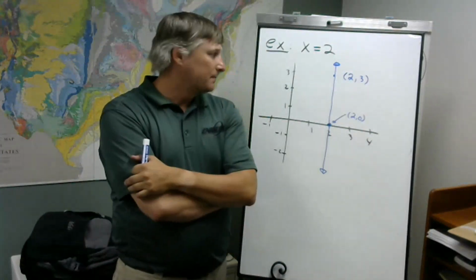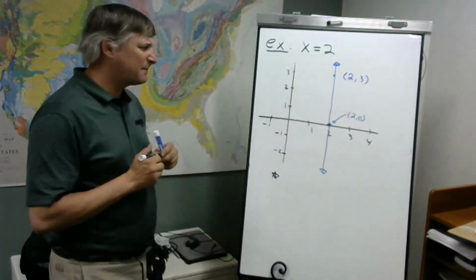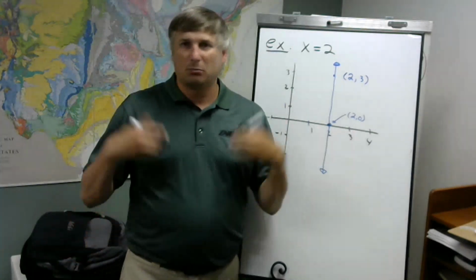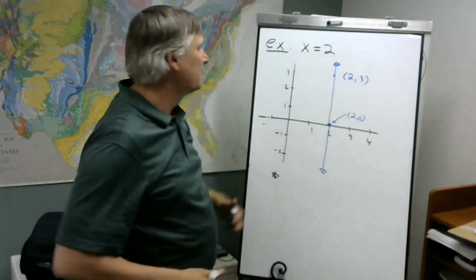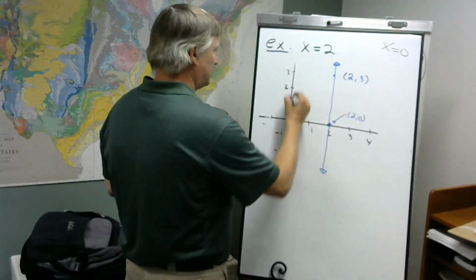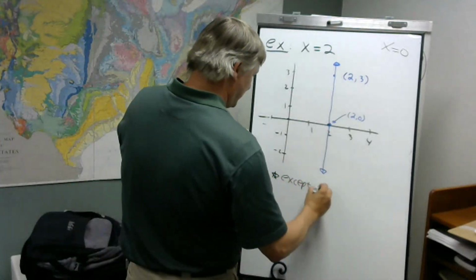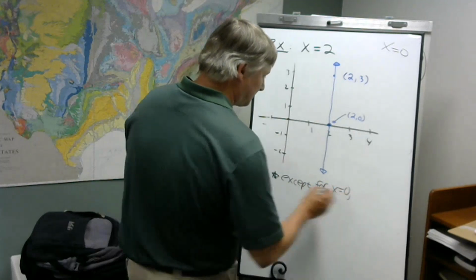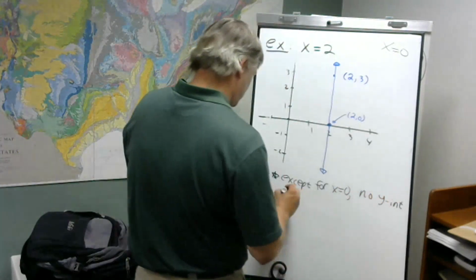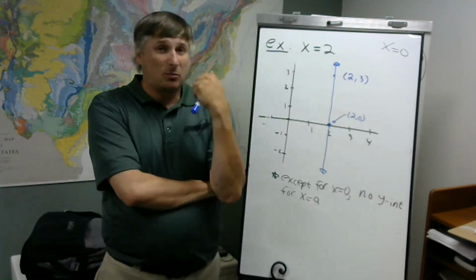Now there's something interesting about this. It never crosses the y-axis. So vertical lines, there's a rare exception to that. If your vertical line is on top of the y-axis, well, then it intersects every single point on the y-axis because it's literally on top of it. And the one vertical line that does that would be x equals 0. There's 0, that line would sit on top. But except for that one, except for x equals 0, there's no y-intercept. So this is a line that does not have a y-intercept.